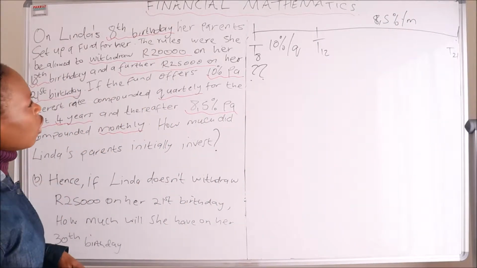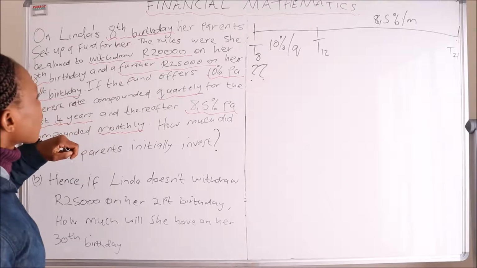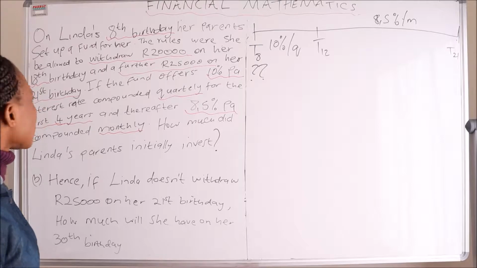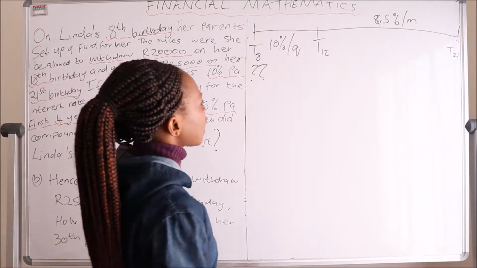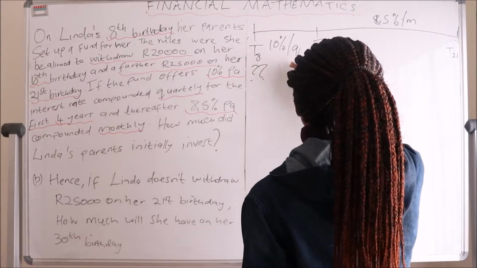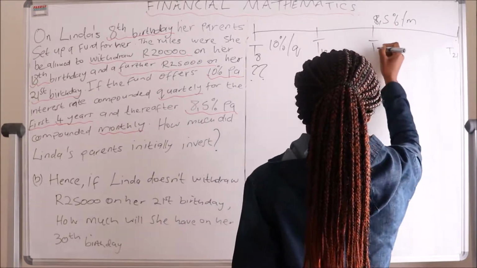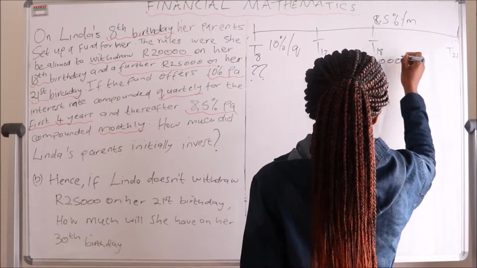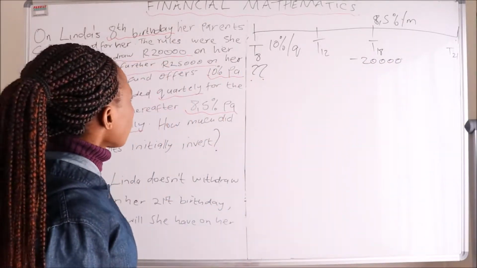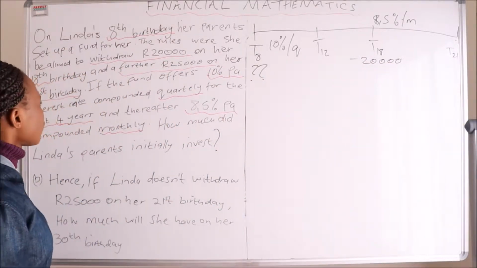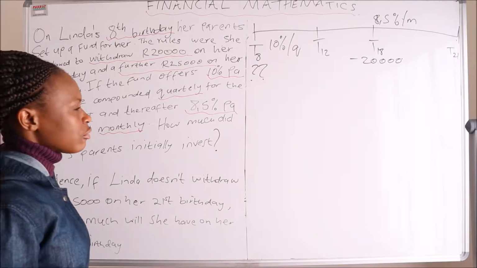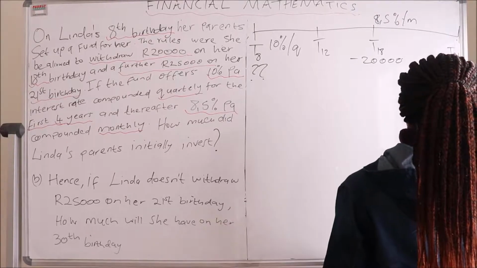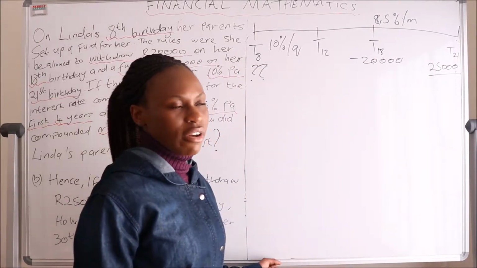Let's also add the withdrawals on this account. The rules say she will be allowed to withdraw 20,000 on her 18th birthday, which is 10 years later from here. So on her 18th birthday, T18, she will draw 20,000 rands. And a further 25,000 on her 21st birthday. On her 21st birthday, this is the last amount that she will withdraw from this account, which is 25,000.